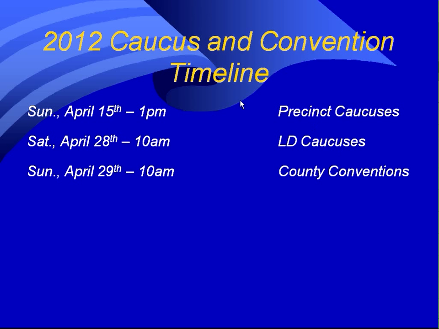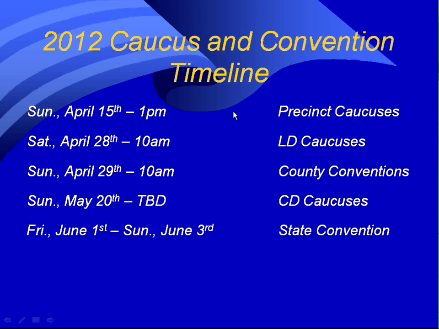The other important thing to remember about the legislative district caucuses is that at these meetings they will be electing 1,400 delegates and 700 alternates to go to the third tier of the process. And that third tier has 2 parts, the Congressional District Caucuses and the State Convention.